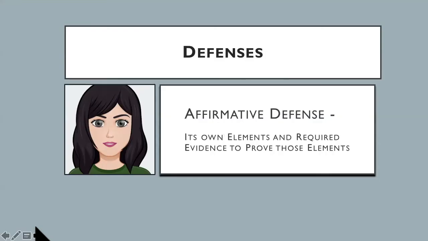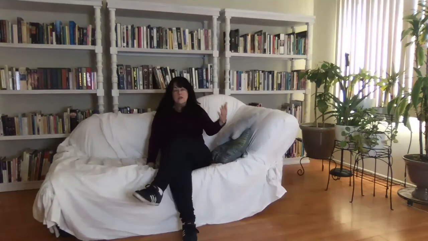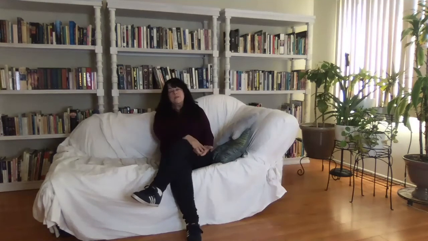The affirmative defense is a defense that has its own elements and required evidence to prove those elements. Affirmative defense is when the party has to come forward with their own evidence to prove a new or different element. So in the murder case, perhaps, you could have the defense of self-defense. This is an affirmative defense because you want to prove additional elements in order to get out of the case. Your defense requires elements and proof to be brought forward affirmatively by the defendant. A typical affirmative defense in a murder case would be self-defense.